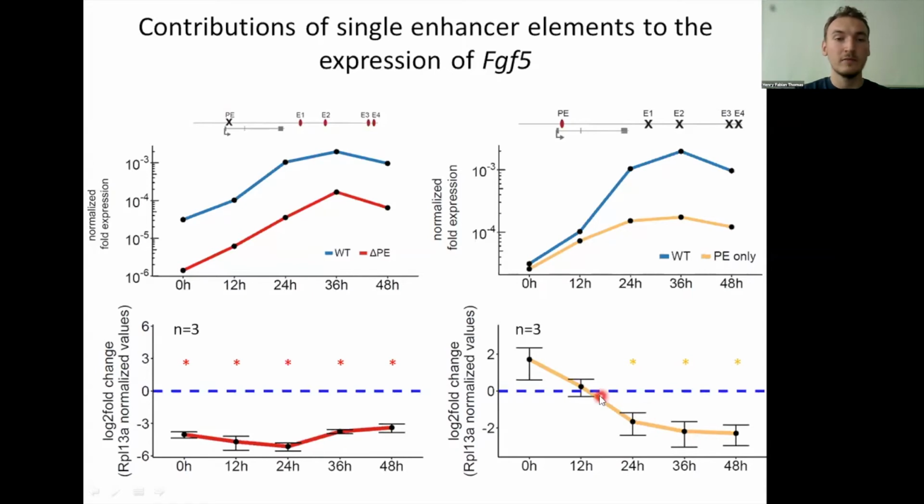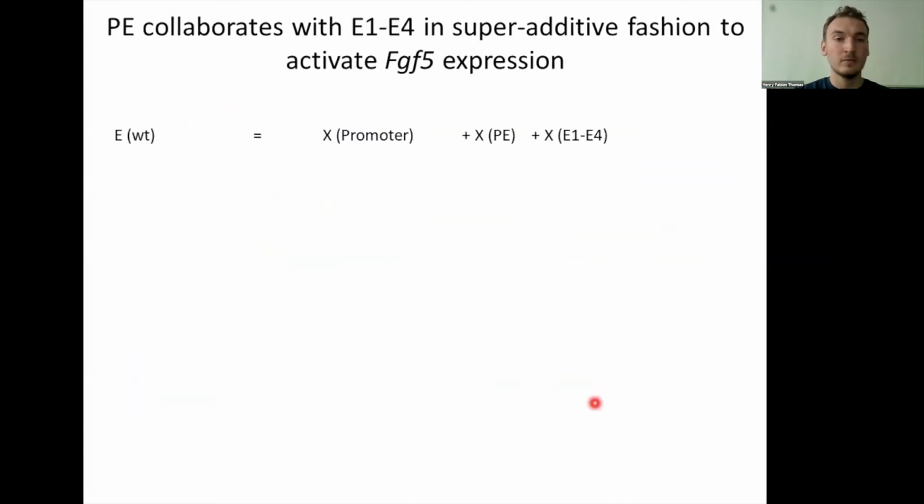These cell lines now give us a good tool to understand how PE works together with E1 to E4, because if these enhancers would work together strictly additively, we would expect that the expression levels in wild type would be the sum of the promoter contribution as well as the contribution of the PE and the E1 to E4 enhancers. We can now dissect this, because in the PE deletion mutant, we only see the contribution of the enhancers E1 to E4, whereas in the PE only cell line, we only see the contribution of the PE enhancer.